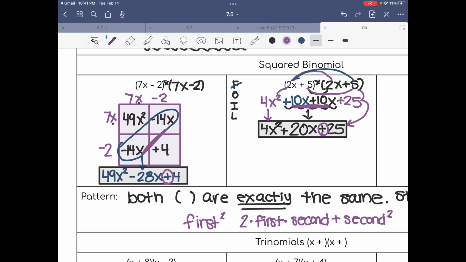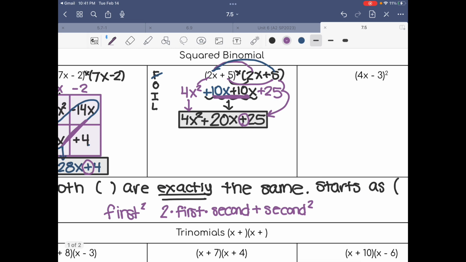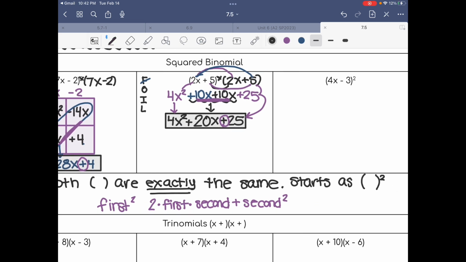Here's how we could use that shortcut to avoid showing our work on the other ones. And it's not that I want you to not show work, it's that I want you to understand how patterns work. So for example, on this last one, I'm going to do the first number squared first. So 4x squared. 4 times 4 is 16, and x times x is x squared.